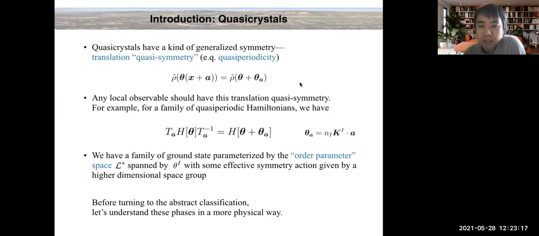From this, you can already derive some classification principles that simply follow from these properties. But before I do that, let's discuss a more physical way to understand these phases.